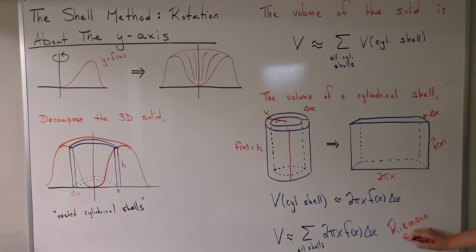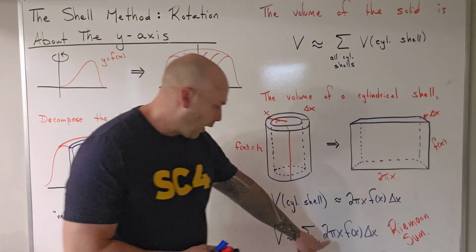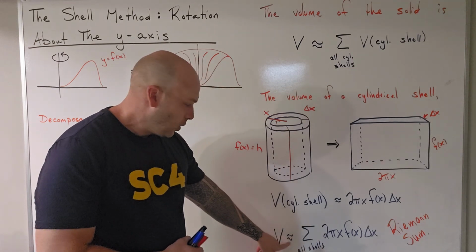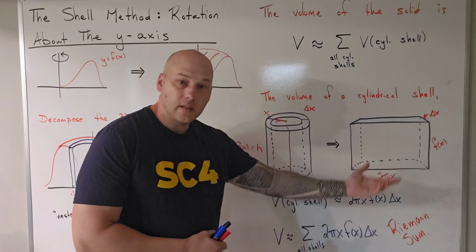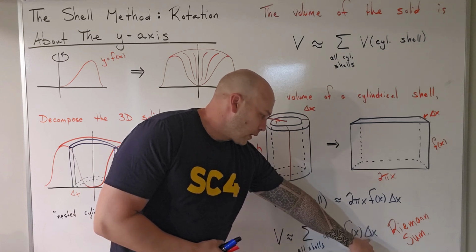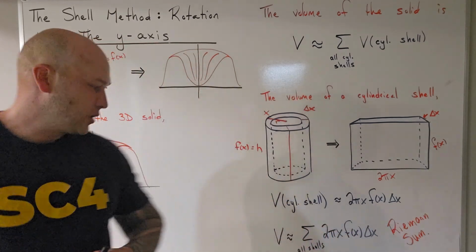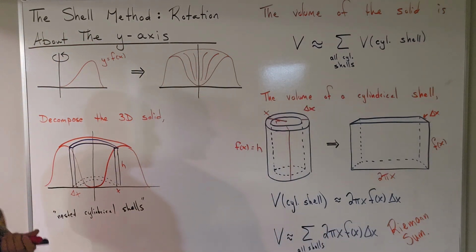So what do we do with Riemann sums? Well, to make this equality an equal sign, we are going to take the limit of the expression here. So for the delta x, I'm going to take the limit as that quantity goes to 0. And that's going to give me my exact volume.